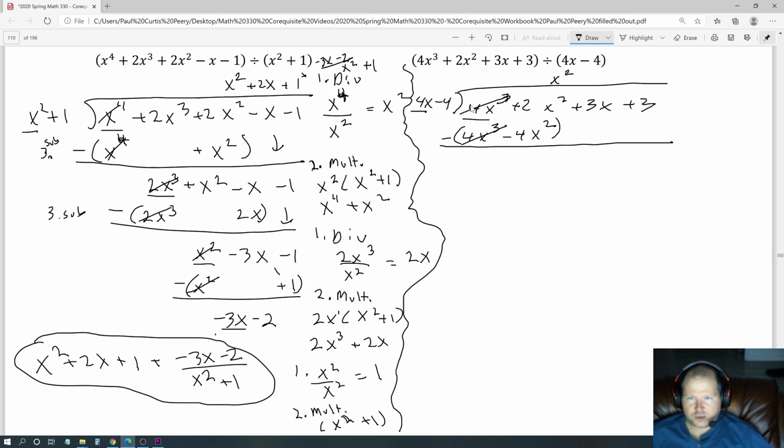Those cancel out. We say 2x squared minus negative 4x squared, so that's really the same as 2x squared plus 4x squared, so that would give us 6x squared. Then we bring everything else down. Then we divide the first term here by the first term there. And what that would give us is 3 halves, because you're saying 6 divided by 4, and then you're saying x squared divided by x, so we put the x over here.